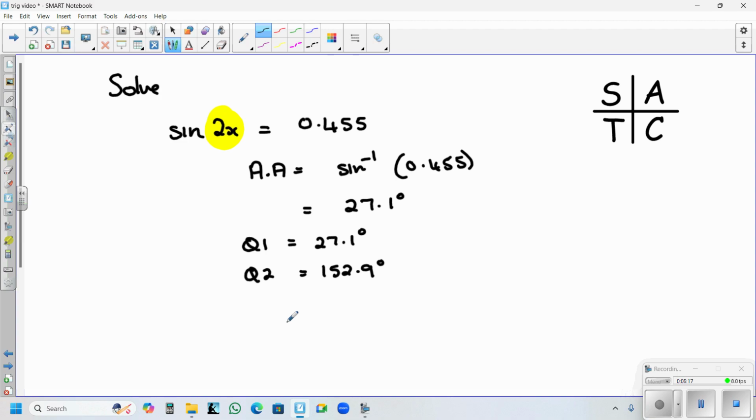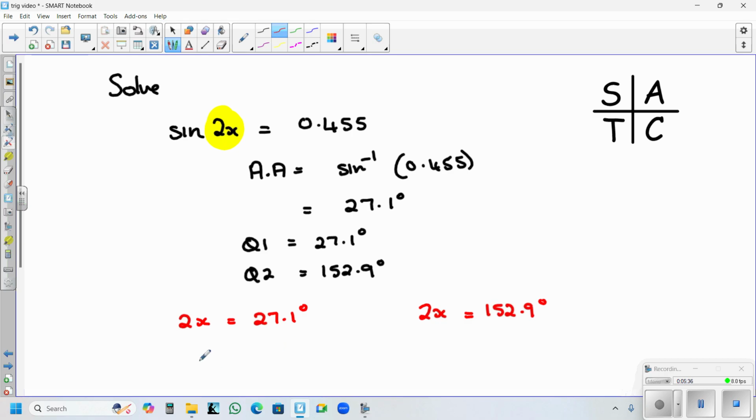This becomes the higher part now. So instead of that just being x in there, there's 2x, but all you have to do is say, okay, 2x is equal to 27.1 degrees, or 2x is equal to 152.9 degrees.